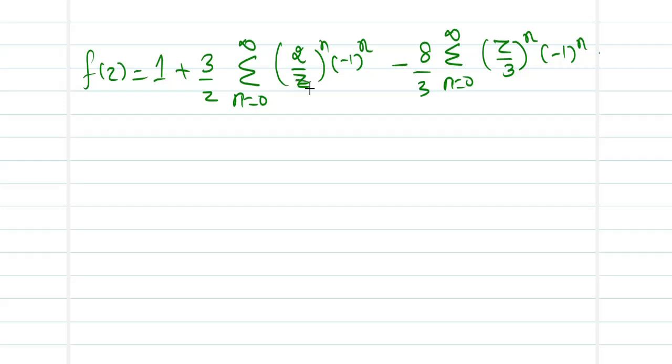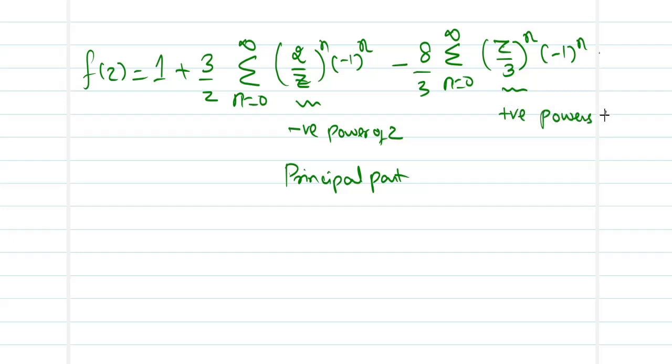Notice these terms contain z in the denominator, so it contains negative powers of z, and you call this a principal part. Now this contains z in the numerator, so I have positive powers of z, which makes me refer to this part as a regular part. So this second region of 2 less than mod z less than 3 contains both a principal part as well as a regular part.